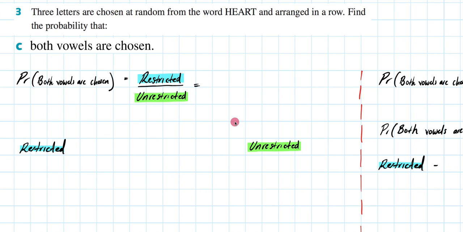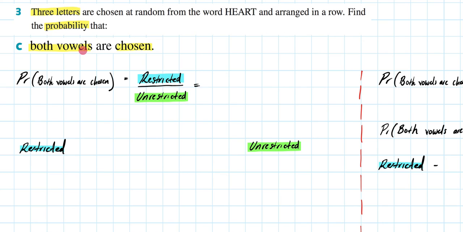Alright, so we're doing exercise 10D, and in this video I'll be answering 3C. So let's read the whole question. Three letters are chosen at random from the word heart and arranged in a row. Find the probability that both vowels are chosen. Okay, so there's a lot of information there.